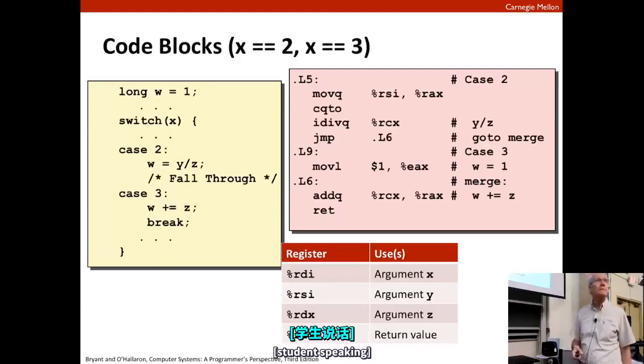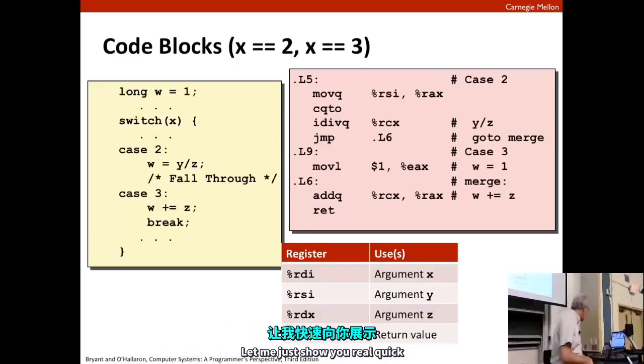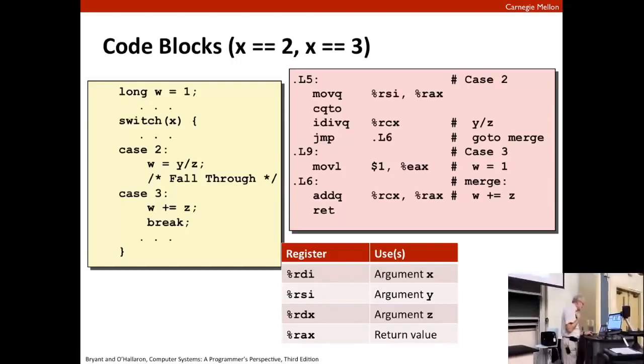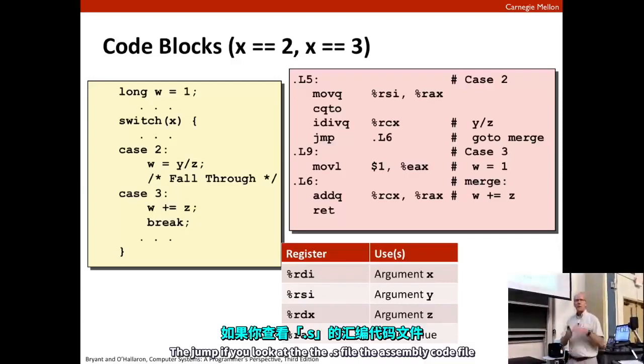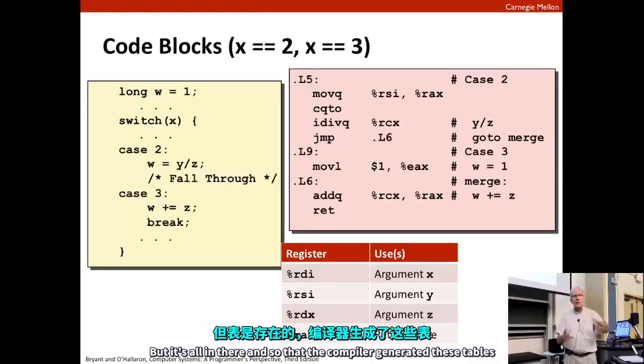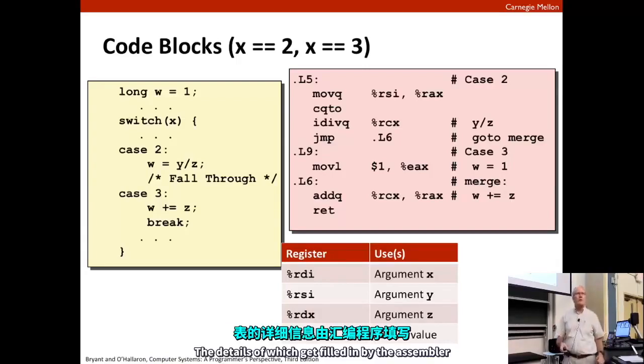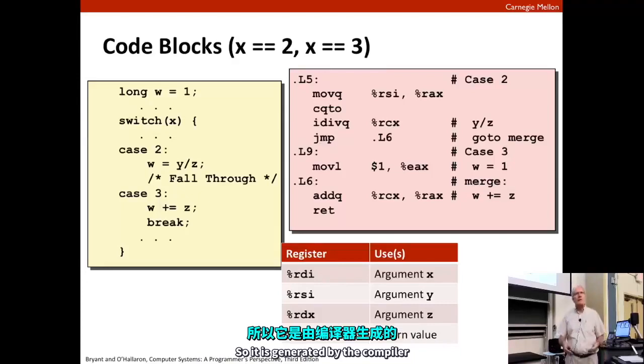Yes, question? The code block for assembly did not have the code for generation of the tables. When does that happen? Generation of the jump table? No, the jump table is sort of embedded. Let me just show you real quick. No, probably a bad idea. If you look at the .s file, the assembly code file, all this stuff I'm showing you I've extracted out of that. But it's all in there. And so the compiler generated these tables, at least the framework for these tables, the details of which get filled in by the assembler. So it is generated by the compiler.